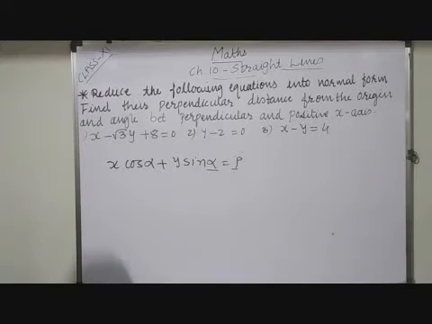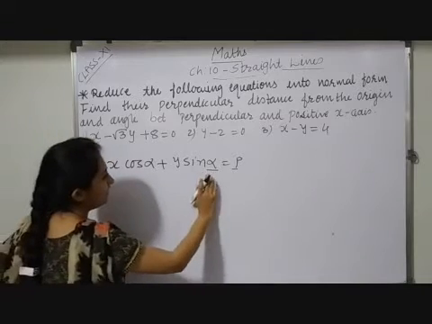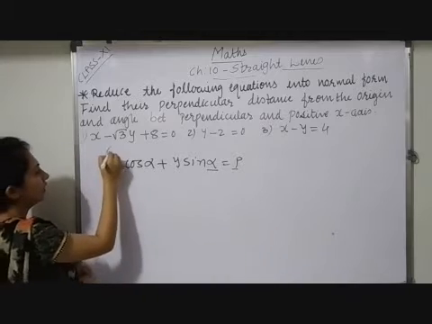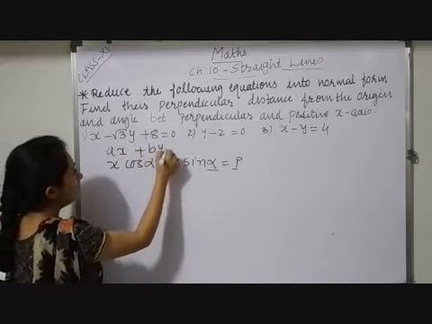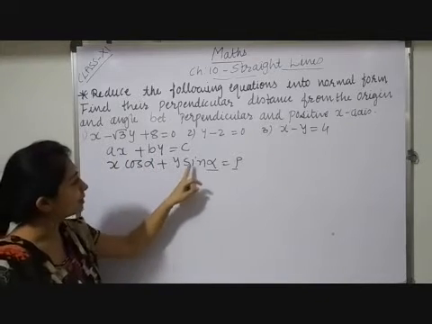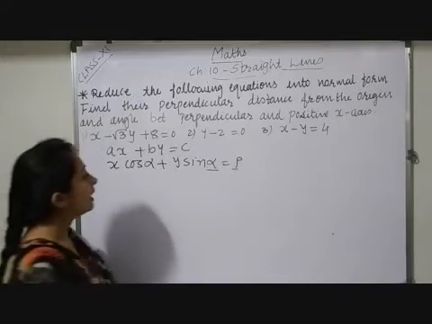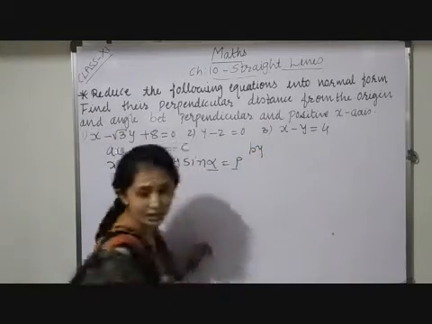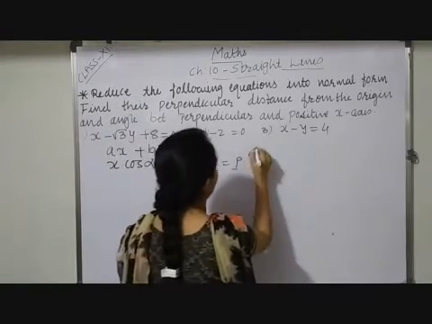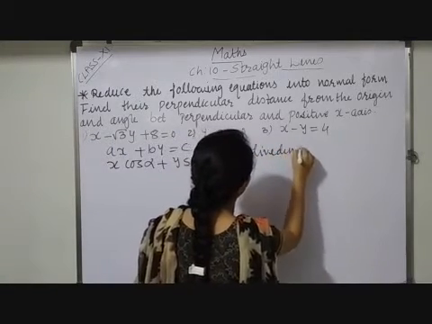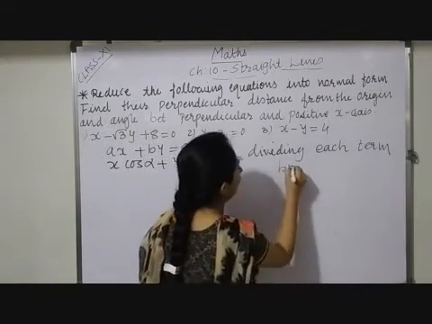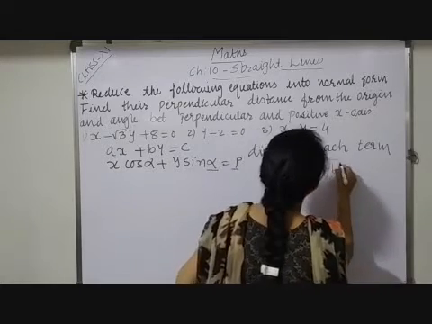Now, as we know, the general form of an equation has the x quantity here, the y quantity here, and the constant on that side. So the general form of your equation, ax plus by equals c, can be converted into the normal form x cos alpha plus y sin alpha equals p by dividing each term by under root of a square plus b square.